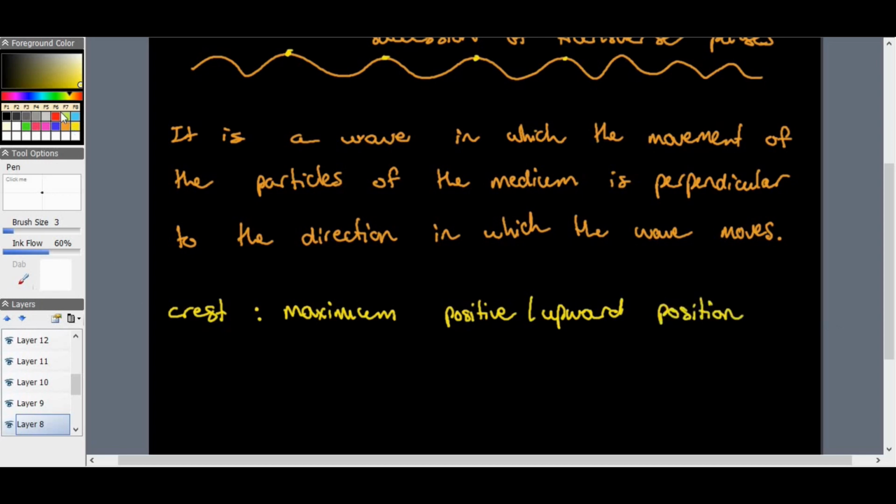Okay. And then you get something else, which is called a trough. Which is the minimum. Right? And a trough is obviously, sorry, not the minimum, it's actually the maximum negative position. So basically it's the opposite of a crest, just the negative, because it's the downward position.